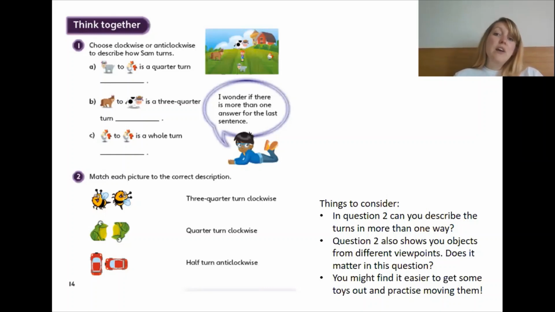And finally, you might find it easier to answer these questions if you get actual objects out and have a go at moving them. So if you've got any dolls or cuddly toys, have a go at turning them a whole turn, a half a turn, a 1/4 turn clockwise or anti-clockwise. Have a practice. Pause the video now and answer these questions.